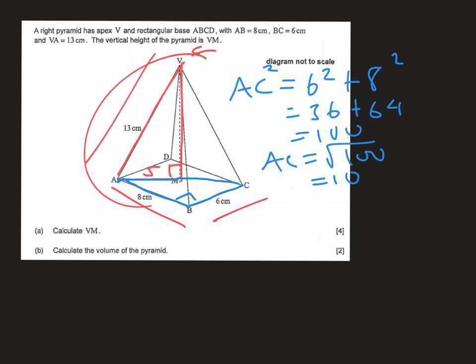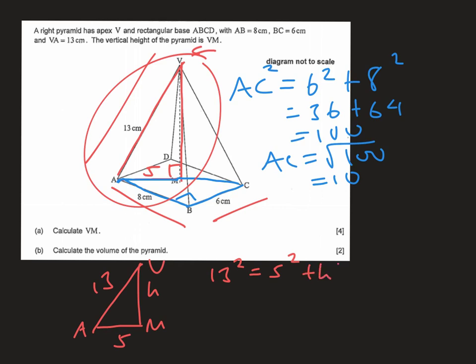So now if we take this triangle out here, we've got a base of 5, we've got the hypotenuse which is 13, and then we've got this length here, VM, which is going to represent the height. So we can say that 13 squared equals 5 squared plus h squared using Pythagoras. So therefore the height squared is going to be 13 squared, which is 169, minus 5 squared, which is 25. So h squared is 144, so therefore h, the height, is going to equal 12. And we're going to need that in part B to calculate the volume of the pyramid.